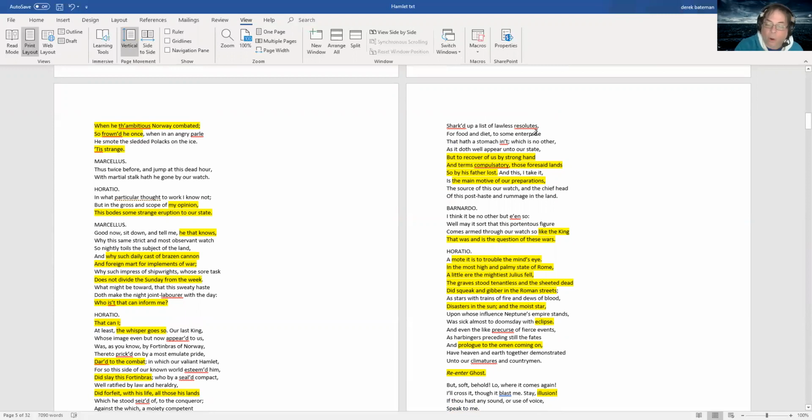Basically, what young Fortinbras is setting out to do is recover the land that Denmark took after the battle with his father, "to recover of us, by strong hand and terms compulsatory, those foresaid lands so by his father lost. And this, I take it, is the main motive of our preparations, the source of this our watch, and the chief head of this post-haste and rummage in the land."